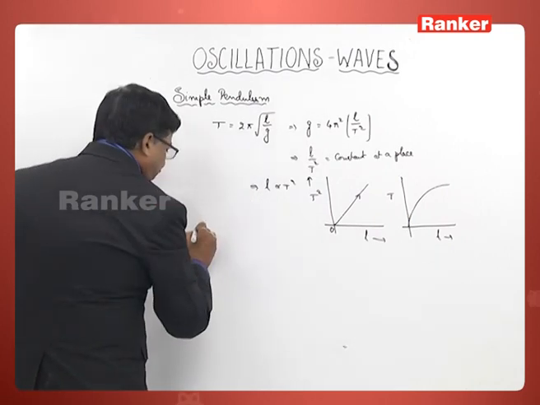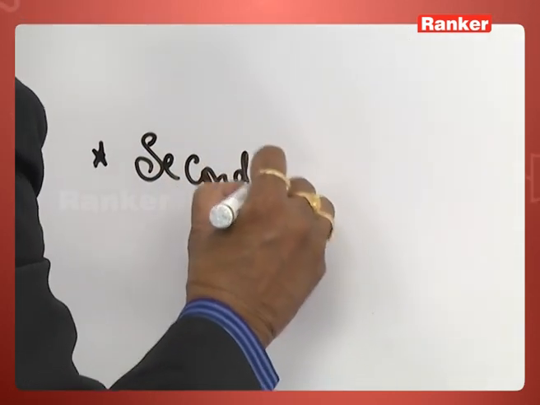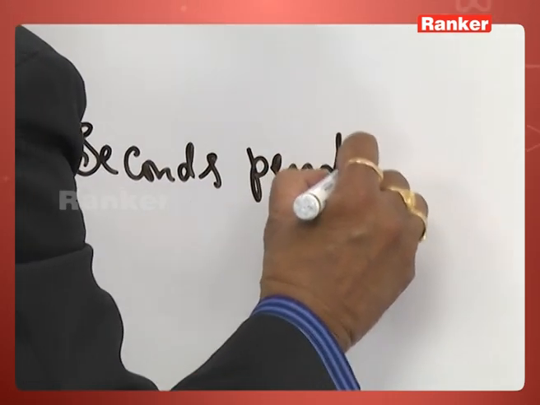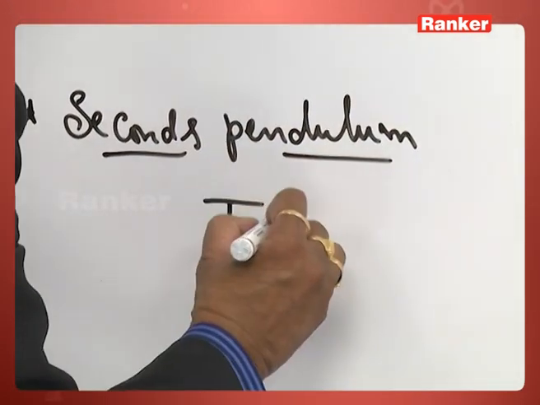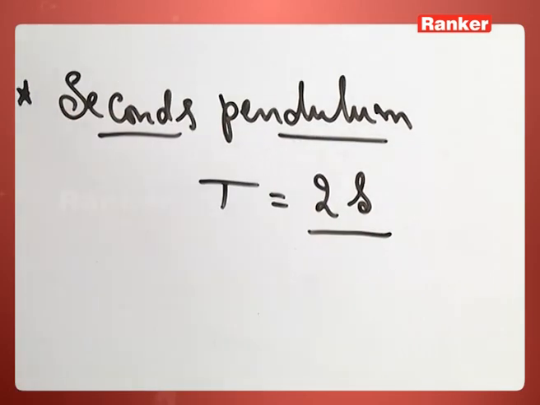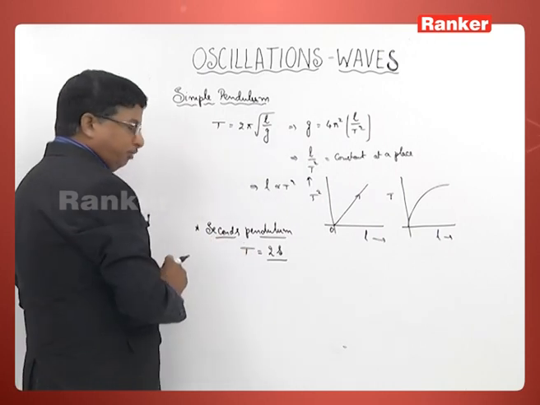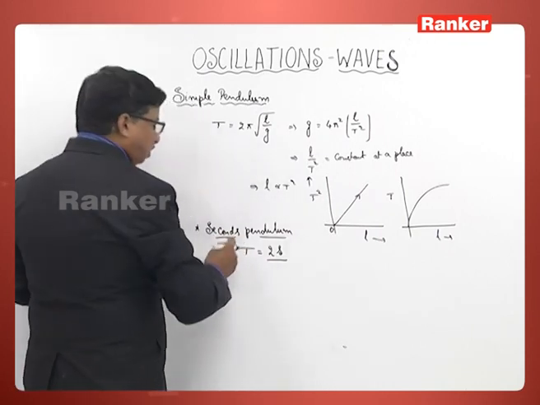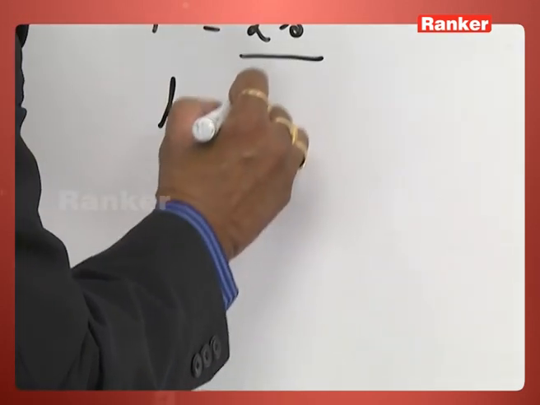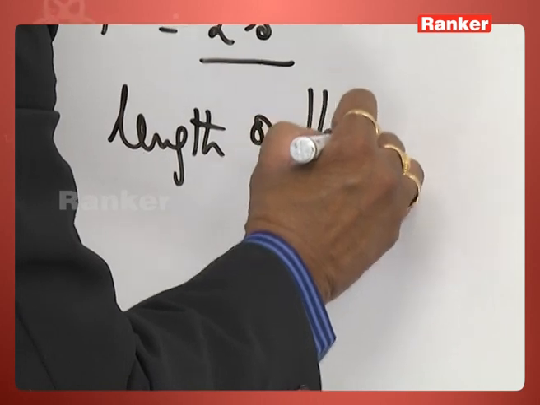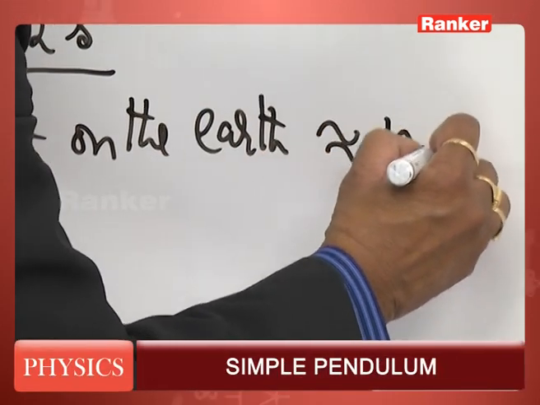Coming to the next one, there is one particular kind of pendulum which is called the seconds pendulum. What is a seconds pendulum? The time period of a pendulum, if it is exactly 2 seconds, that is what we call a seconds pendulum. And what are its individual features? Seconds pendulum's time period is 2 seconds, and of course its length on the earth is nearly 1 meter.